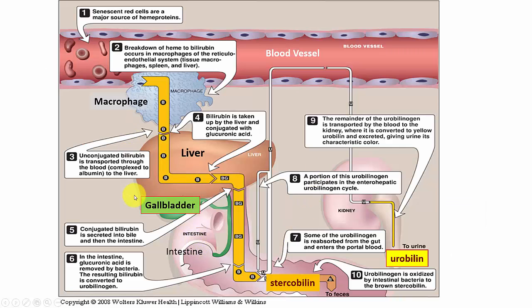So again, here's an overview. Remember, it goes from the red blood cells, macrophage, liver, conjugation, bile duct, urobilinogen, back in to make urobilin, and then stercobilin, and those are the final products there.